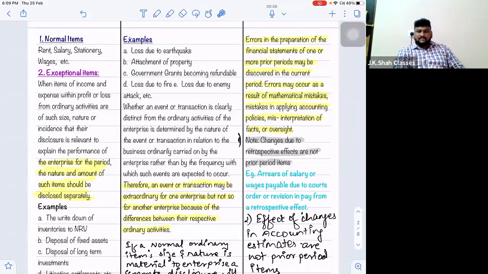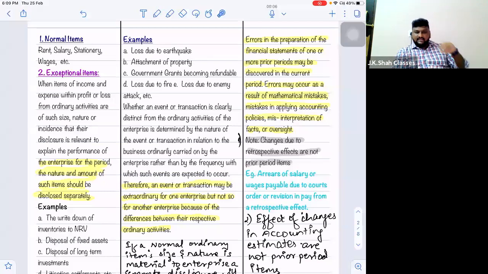So I understood. What is the difference? Exceptional items are only different from normal items because of the size and nature. That's it. Their size and nature is something which is material for the enterprise, and the happening of these items will have an impact on your decision making. Then only these are exceptional. Thank you, sir. Yeah, welcome.